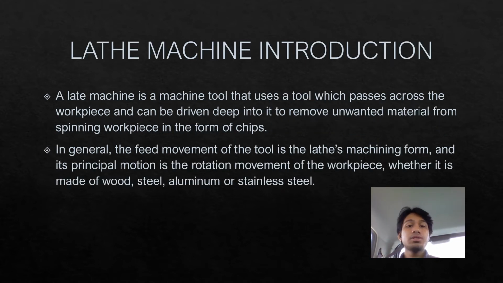The lathe machine introduction. A lathe machine is a machine tool that uses a tool which passes across the workpiece and can be driven deep into it to remove unwanted material from the spinning workpiece in the form of chips. In general, the feed movement of the tool is a lathe machining form, and its principal motion is the rotation movement of a workpiece, whether it is made of wood, steel, aluminum, or stainless steel.